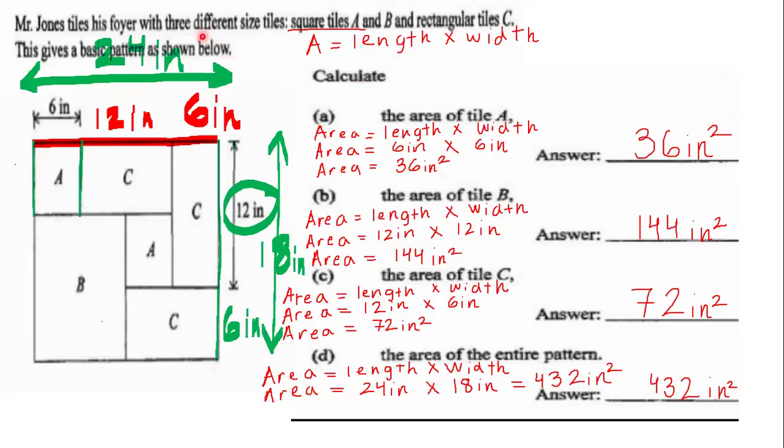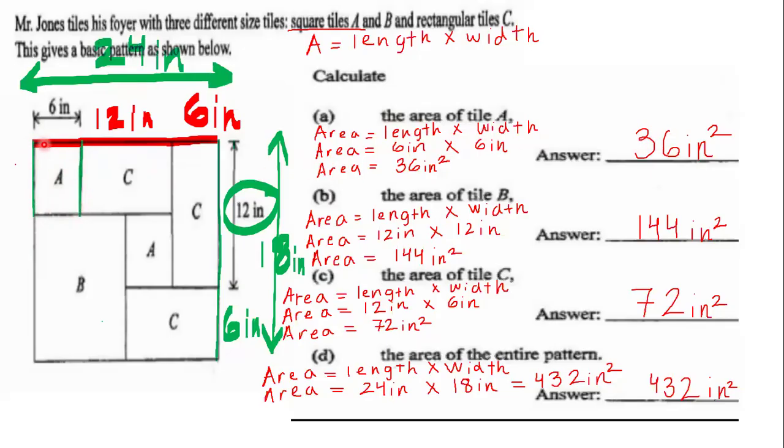All right, so she wants me to go quickly over a quick review of everything. The way we got the area of square tile A is we know that A is a square, so all the sides are equal. If this is 6 inches, this is 6 inches, all around is 6 inches. So the area is length times width, which is 6 times 6, which gives us 36 inches squared.